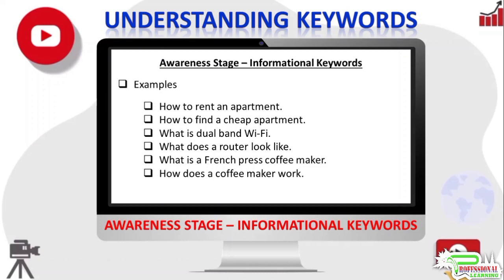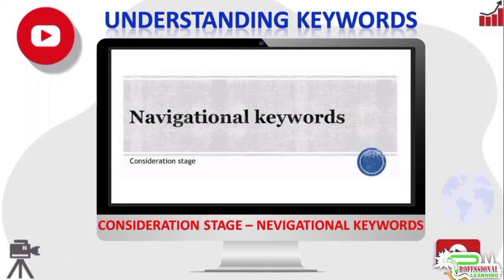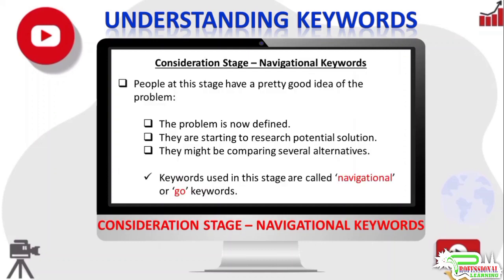So in the example you can see how to rent an apartment and how to find a cheap apartment. So they are looking for the information at this stage, and what does the router look like, what is the dual band Wi-Fi. So the second stage is navigational keywords. People at this stage have a pretty good understanding of the problem. The problem is now defined and they are starting to research potential solutions.